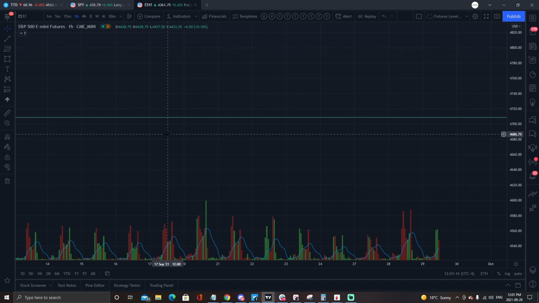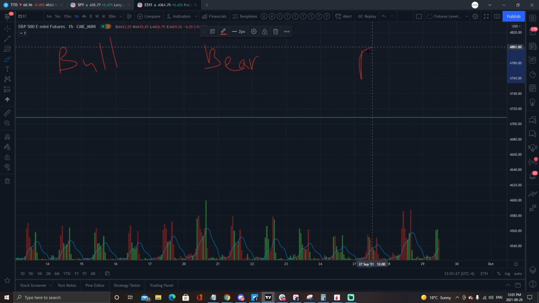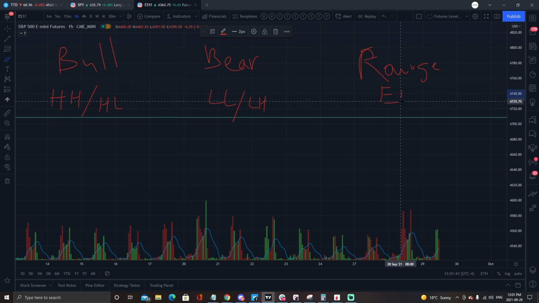Now, a trend is typically divided in three different categories. You have a bull trend, right? We got a bull trend, we got a bear trend, and then the third, maybe the least favorite, is going to be a range. So I was going to write something equal, but it's a range. So the bull trend has higher highs and higher lows, right? We can establish that. The bear trend has lower lows and lower highs. And then the range just has equal highs and equal lows.